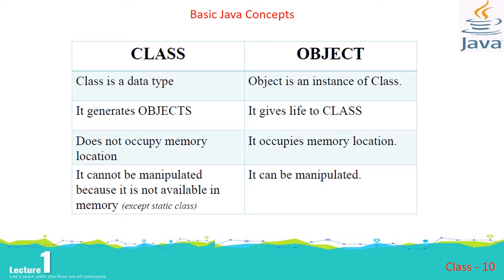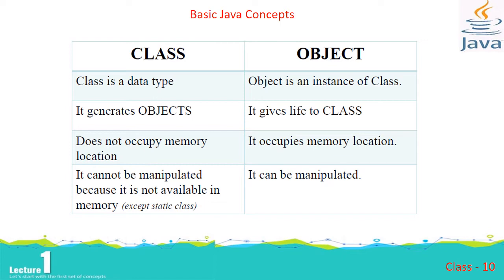Now we'll study the difference between a class and an object. A class is a data type, whereas an object is an instance of a class, right? Or we can say from the class we can generate many objects. That is, a class is also called an object factory, as we can generate various objects from it. An object gives life to a class, because unless there are many objects, there is no class.